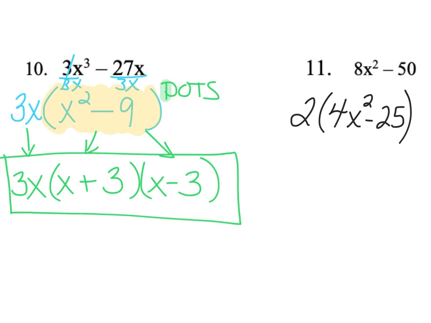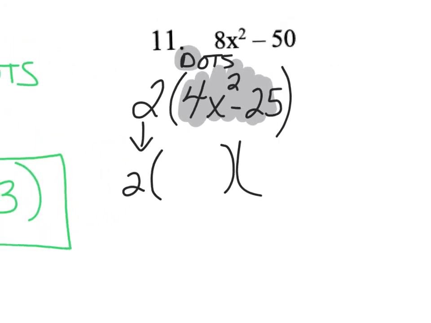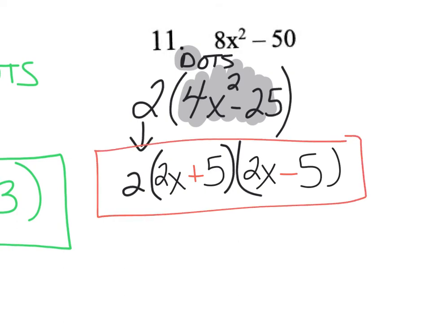All right, sweet. 4x squared minus 25. That looks like the dots pattern to me, okay? So I'm going to take a look at this. Sure enough, that is dots. Oops, the dots pattern. So I bring down this 2, and then I open up 2 sets of parentheses for the 4x squared minus 25. Let me just give myself a little more space here for you to see. And the square root of 4x squared is 2x, so I write that first. The square root of 25 is 5, and the pattern says one is a plus and the other is a minus. So these 3 factors completely factor my polynomial.